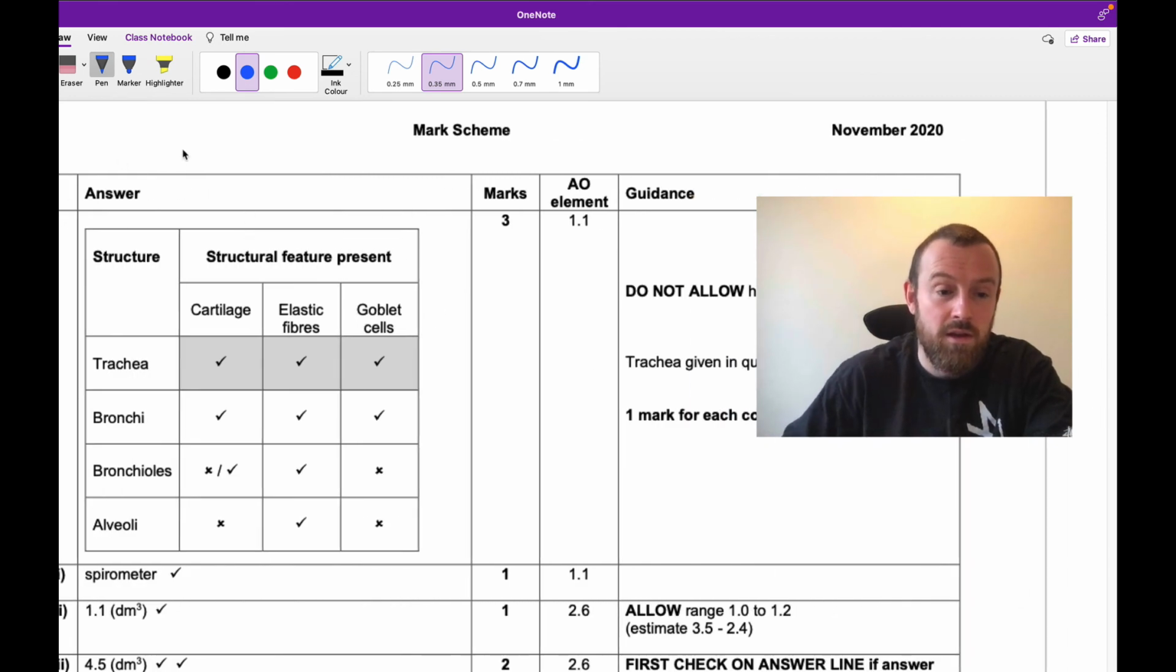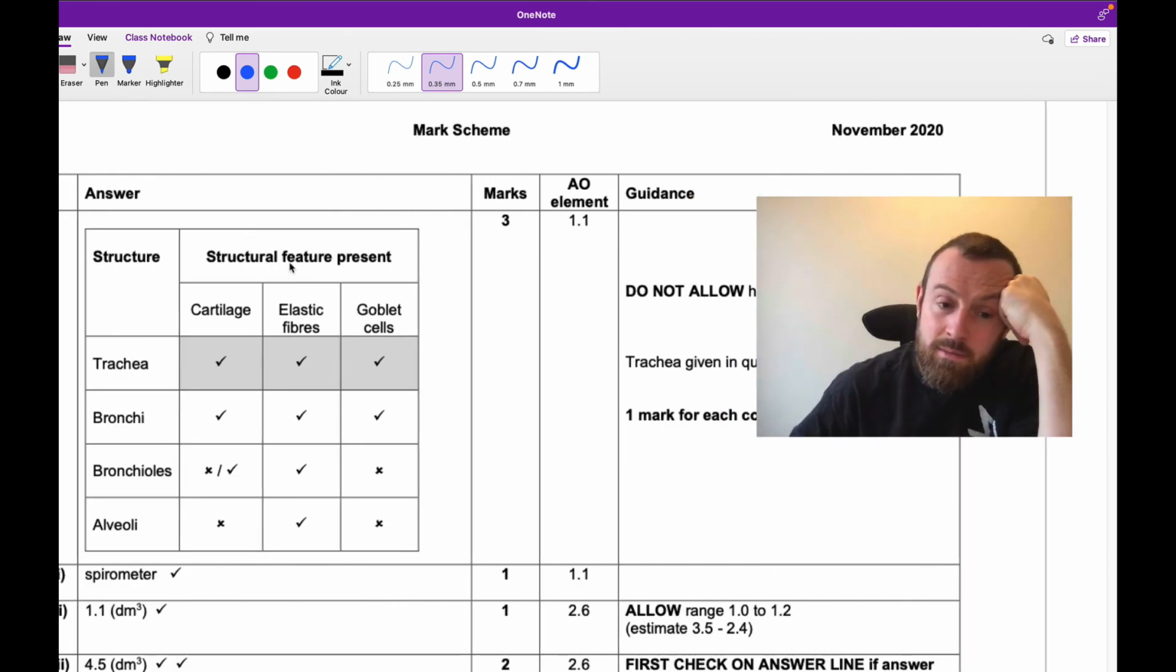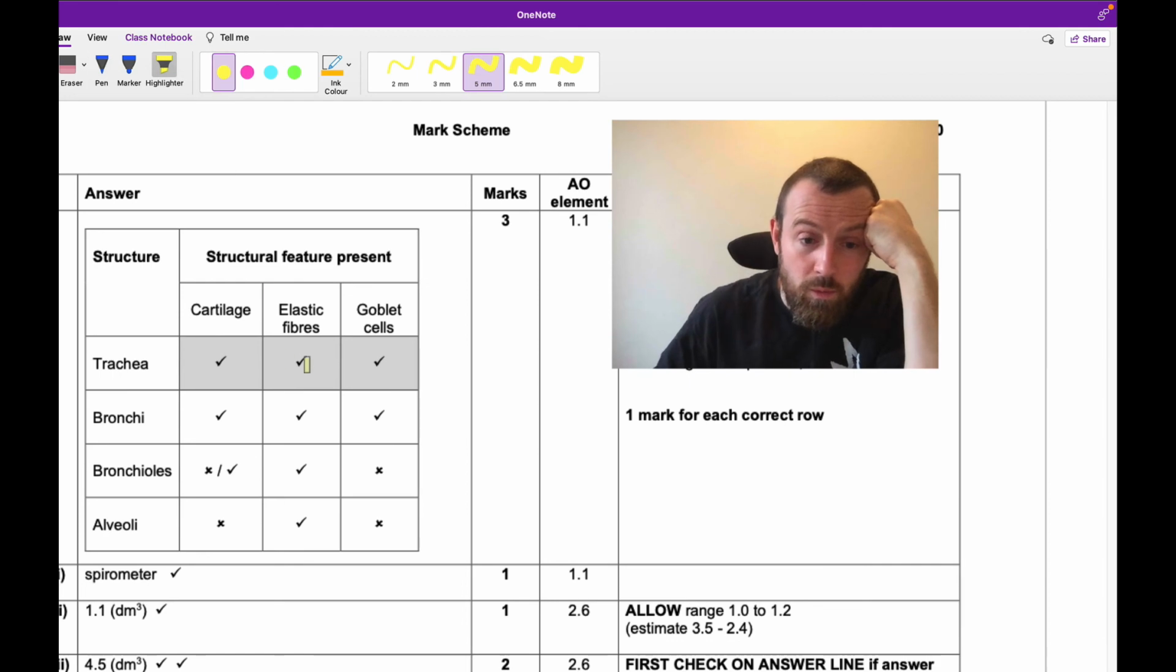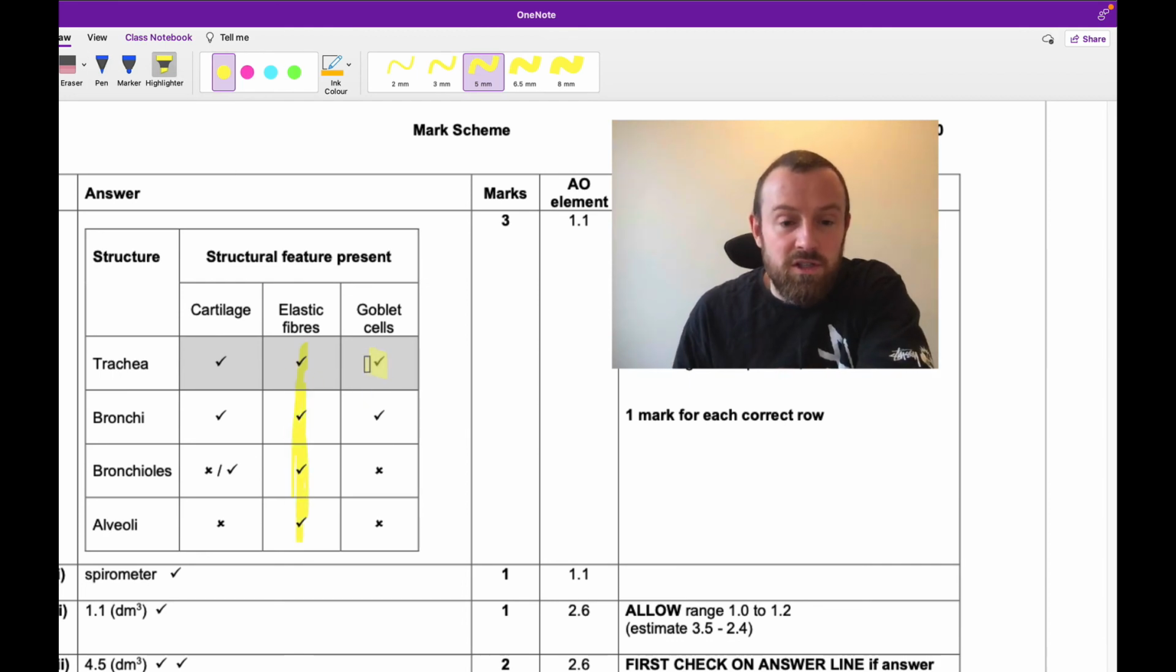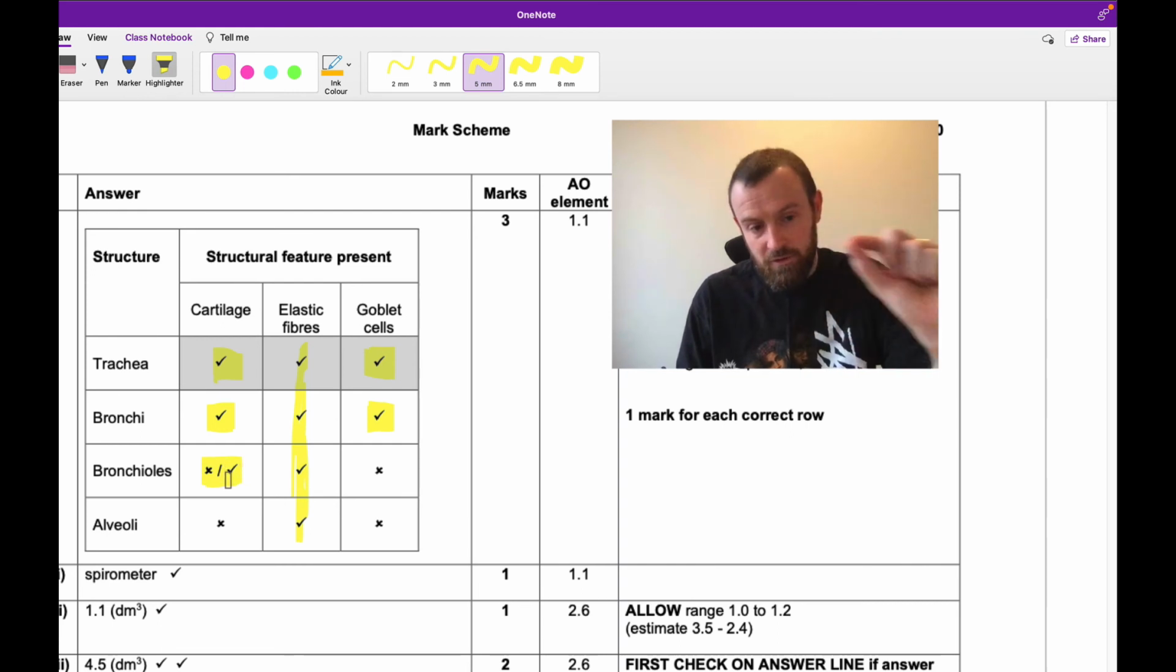So here's the answers, just going straight to the mark scheme. Elastic fibers are present all the way through. Goblet cells just in the trachea and the bronchi. And cartilage, you could have said trachea, bronchi. There is some cartilage in the bronchioles. The reason this is either cross or minus is there are different types of bronchiole, really. There are the wider ones, which have cartilage, and then there are the thinner ones, called respiratory bronchioles, that don't have cartilage as they get thinner and thinner and lead to the alveoli.